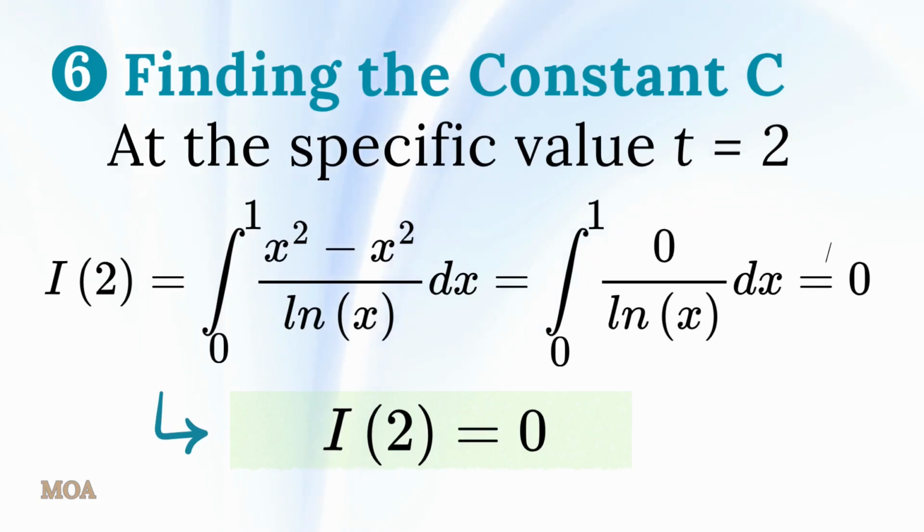To determine the constant c, we evaluate I of t at t equals 2. From the integral definition, I of 2 equals the integral from 0 to 1 of the quantity x squared minus x squared divided by the natural logarithm of x with respect to x. The numerator simplifies exactly to 0, making the integrand identically 0. Hence, I of 2 equals 0.